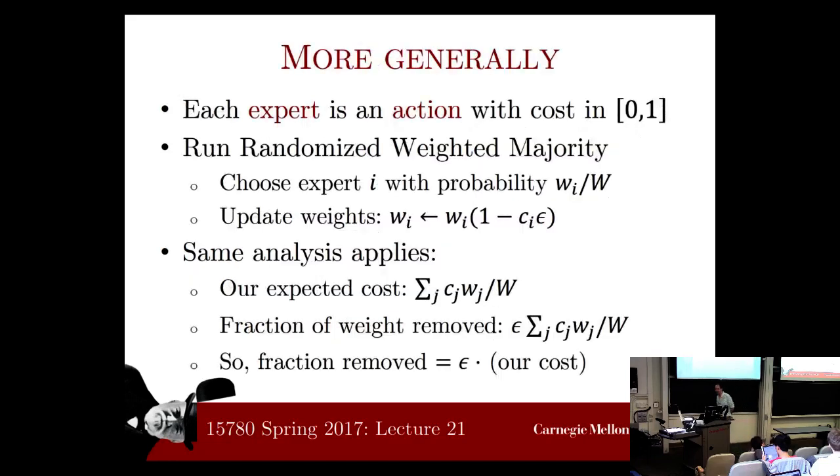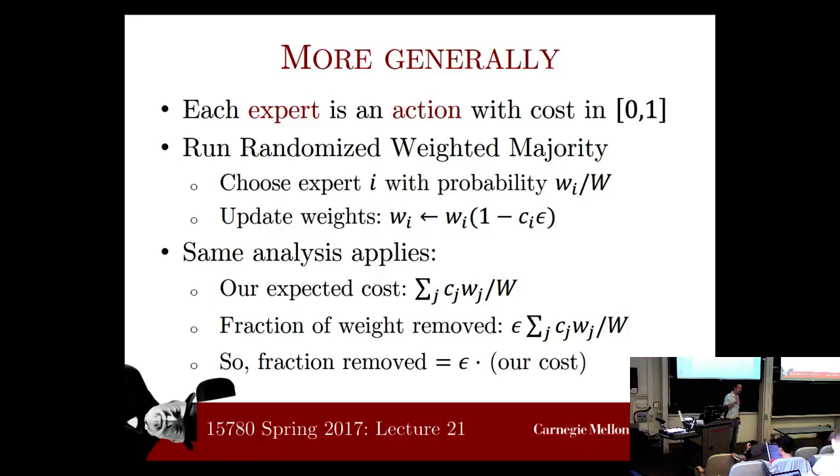Okay, great. So let's answer that question. Now we're going back to the more general case, and I'm not going to analyze it, just to argue in a hand-wavy fashion that it's sort of the same. So now every expert is an action with cost in [0, 1], like before.